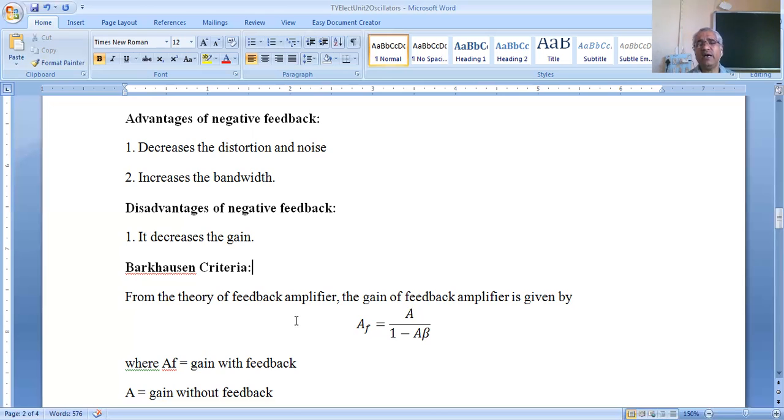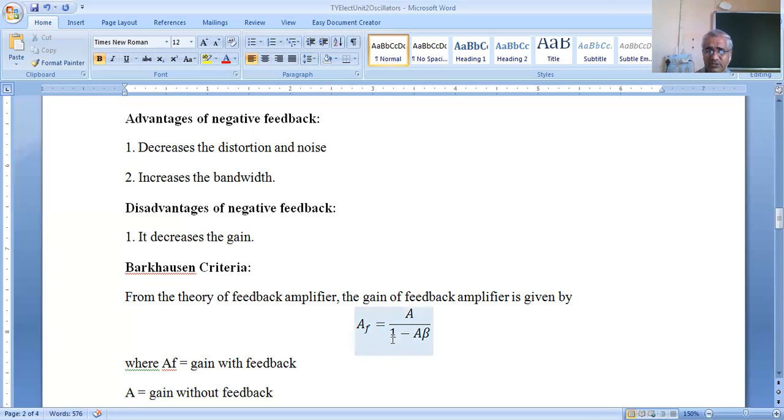So from the theory of feedback amplifier, we will not derive this equation. We will assume that from the theory of feedback amplifier, the gain of feedback amplifier is given by... An amplifier can be used with feedback and without feedback. So the gain of the feedback amplifier is given by AF is equal to A upon 1 minus A beta.